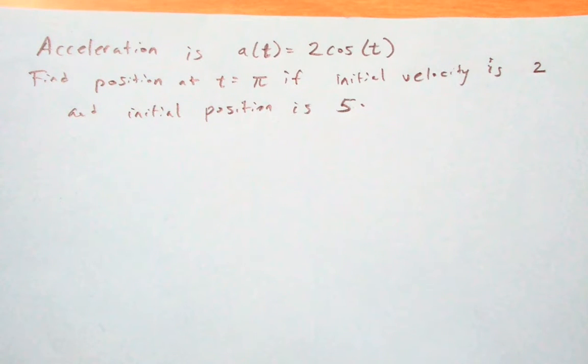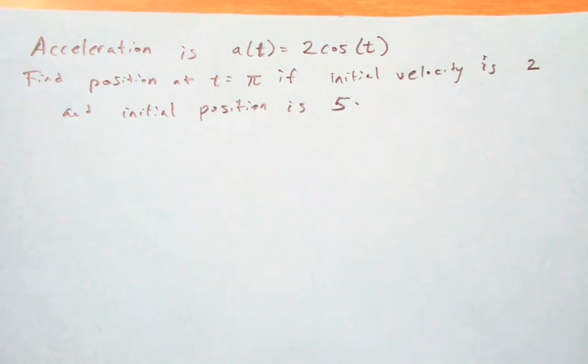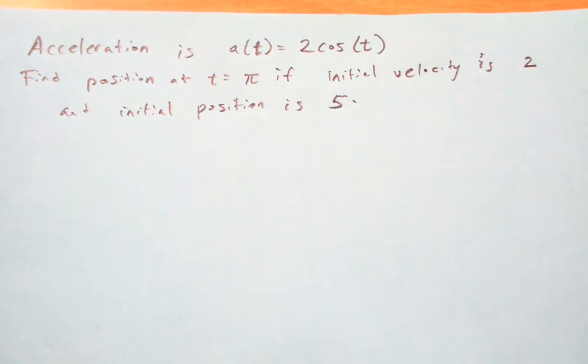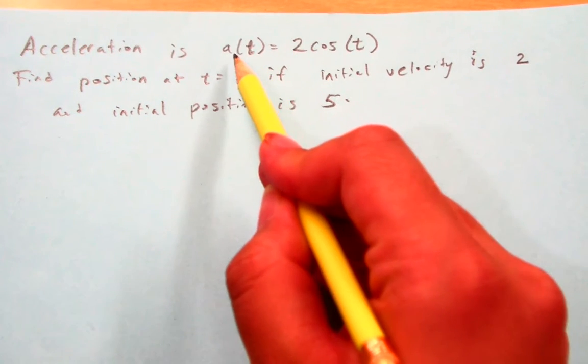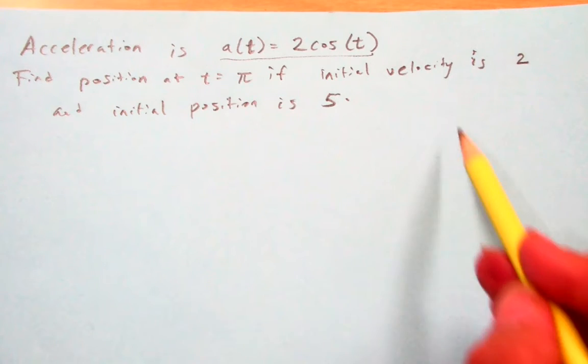I've written the problem very sparsely, so there would usually be some more details here to give you some context, but I just gave you the most important bits so we can focus on the math. Diving in here, you're given the acceleration as a function, 2 cosine of t, so we're sort of accelerating and decelerating based on the cosine wave.